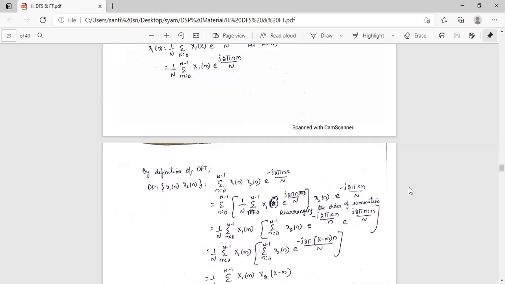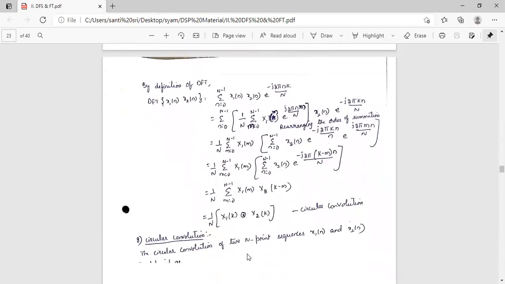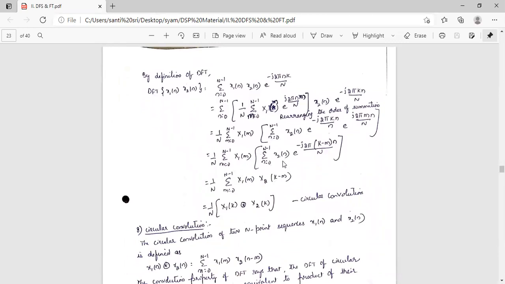Now rearranging the order of summation, it will become 1 by N sigma m equal to 0 to N minus 1 x1 of m into sigma n equal to 0 to N minus 1 x2 of n into e power minus j 2 pi kn by N into e power j 2 pi nm by N. Okay, so minus j 2 pi n by N will be common, so k minus m, so that it will become 1 by N into sigma m equal to 0 to N minus 1 x1 of m into sigma n equal to 0 to N minus 1 x2 of n into e power minus j 2 pi n into (k minus m) by capital N. Okay, so it is x1 of m into this, which is nothing but x2 of k minus m.